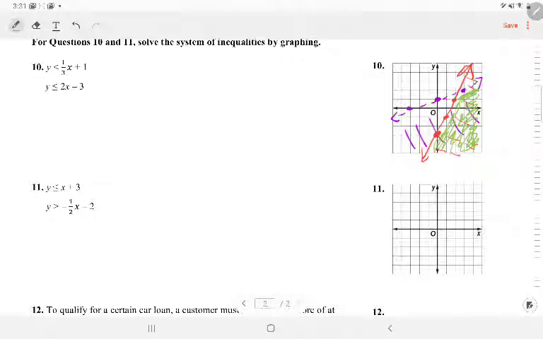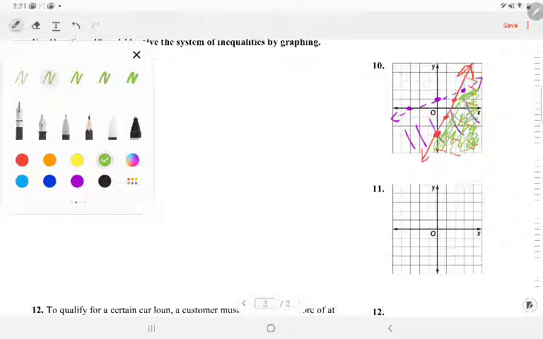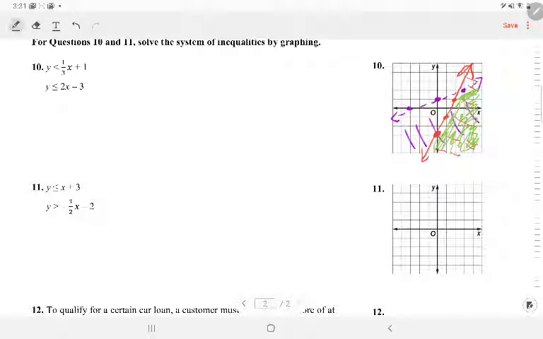All right, number 11. We would have y is less than or equal to x plus 3. So we're going to start at where y equals 3. And we have a slope of 1. And it's a solid line. Okay? And it's going to be shaded down here.